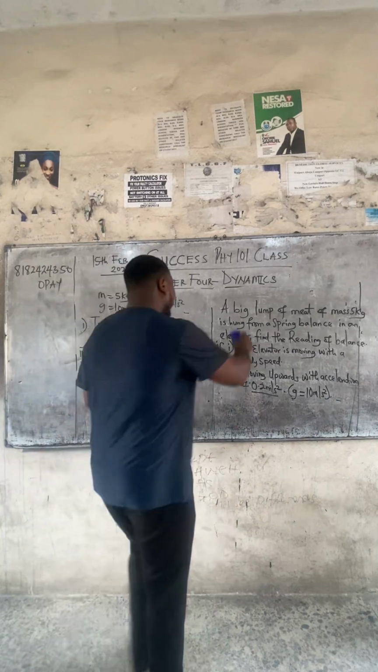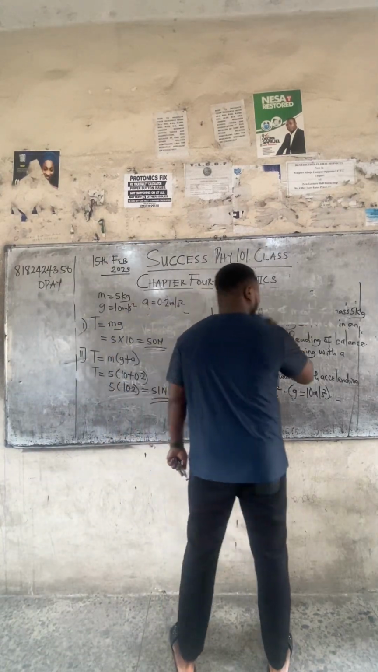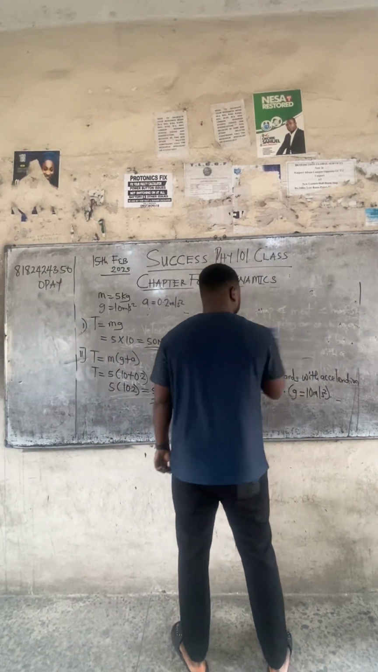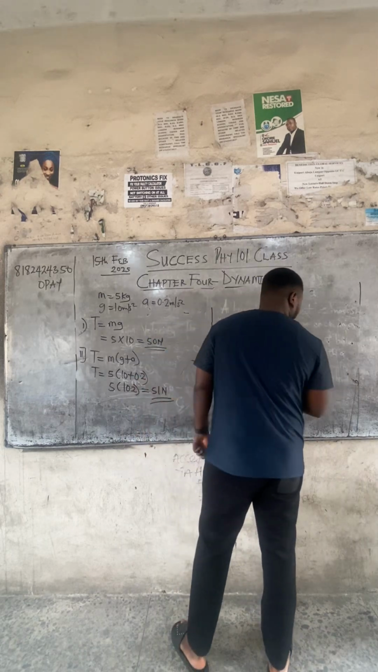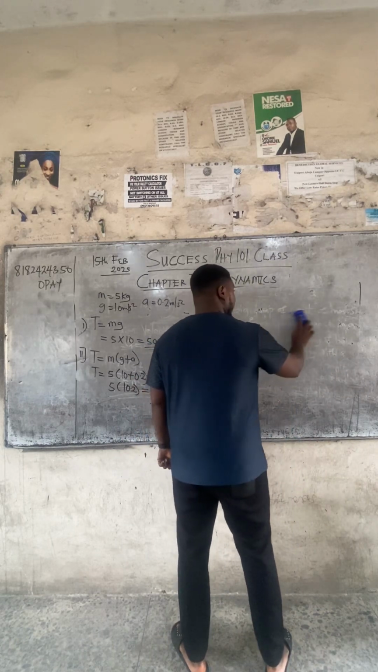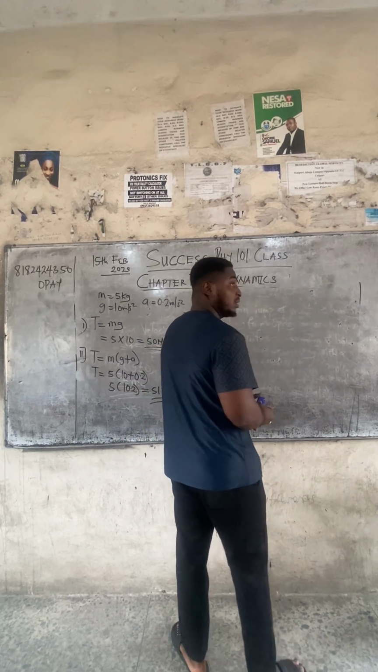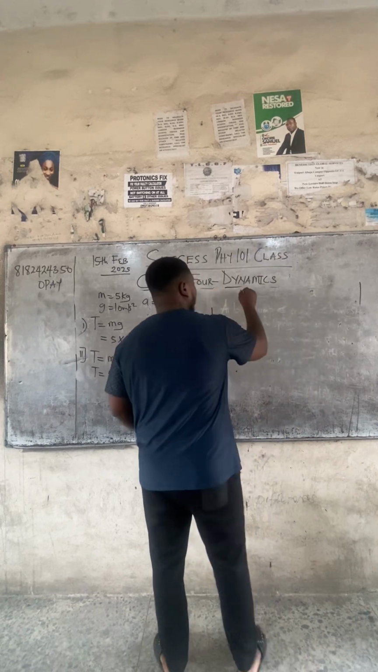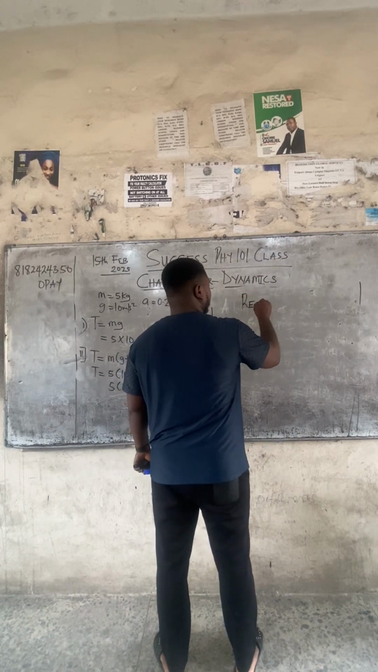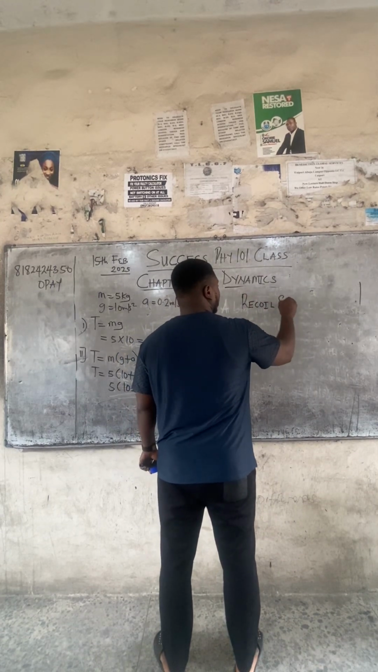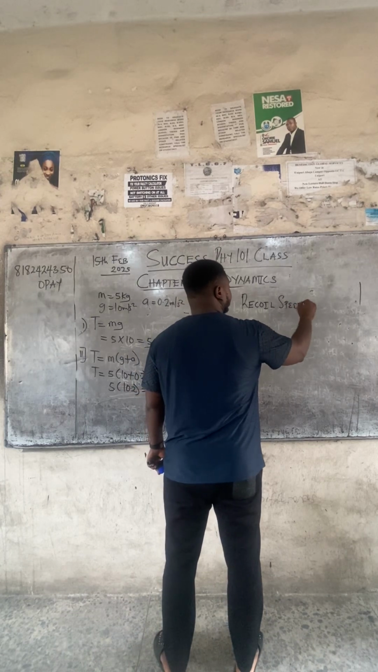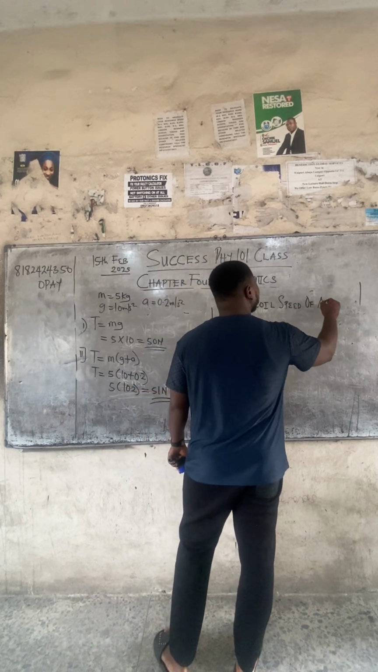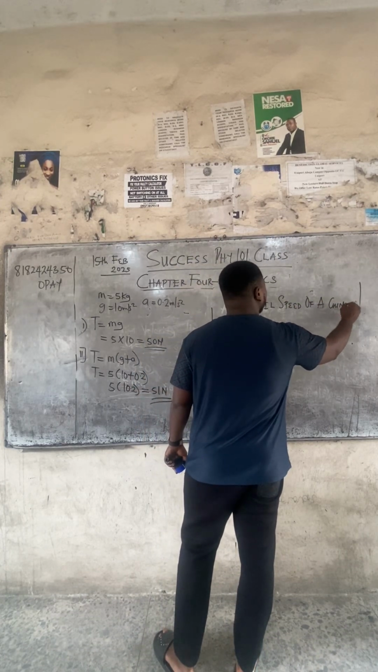The last part of chapter 4 is recoil speed of a gun. Class, recoil speed of a what? Gun. Class, they like this question a lot.